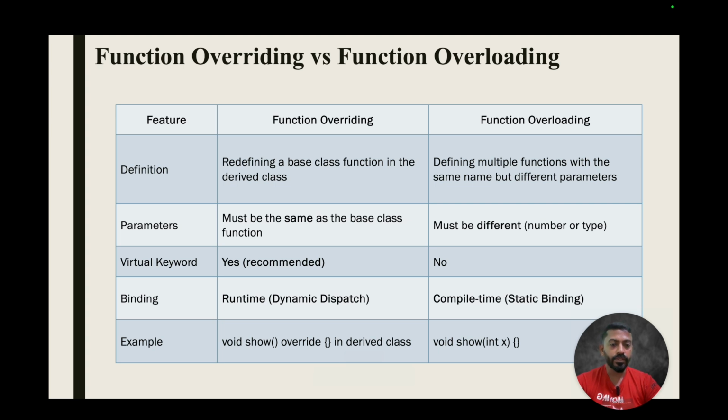Function overriding and function overloading. In function overriding, the definition is redefined within the derived classes. In function overloading, everything is present within the class, with different kinds of arguments and the same function name. Parameters are mostly the same as the base class function. Here it must be defined with different types of arguments, or else it will throw an error. The virtual keyword is recommended in function overriding to point exactly to the respective function definition, even though the function name is the same. In function overloading, there is no virtual keyword.